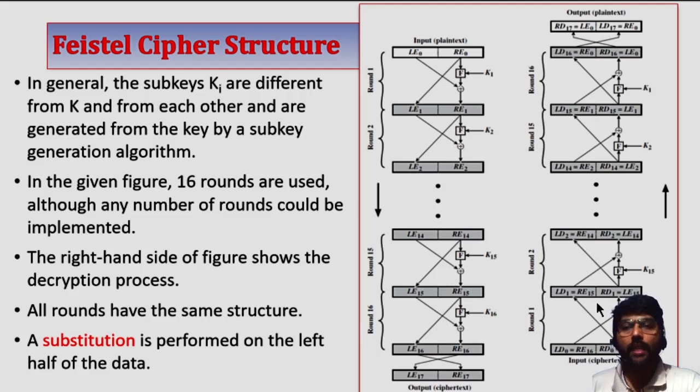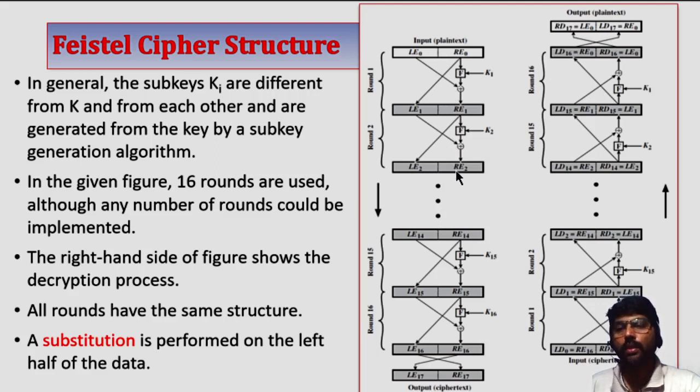The right hand side of this figure shows the decryption process. The left hand side is called encryption, which converts the plain text into ciphertext, and the right hand side is called decryption. Decryption means converting cipher back to plain. All rounds in encryption and decryption have the same structure.